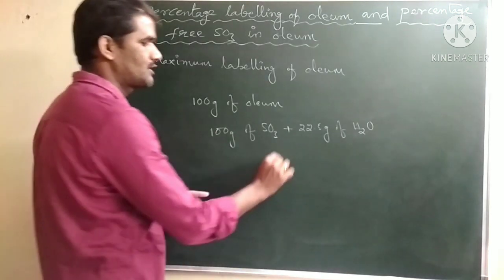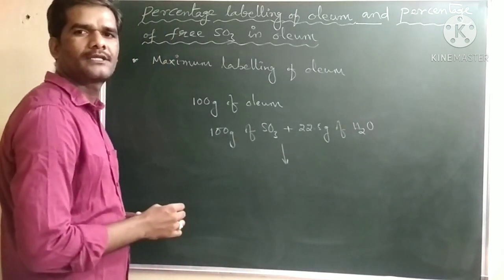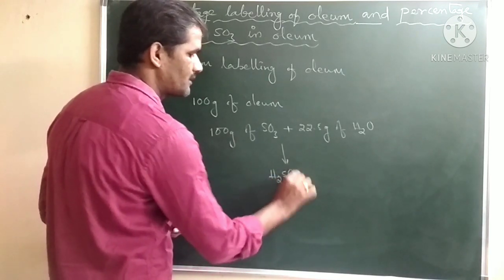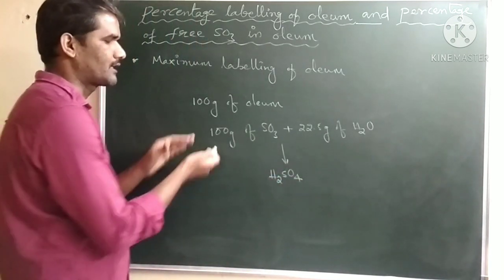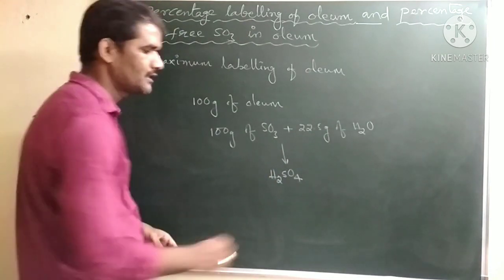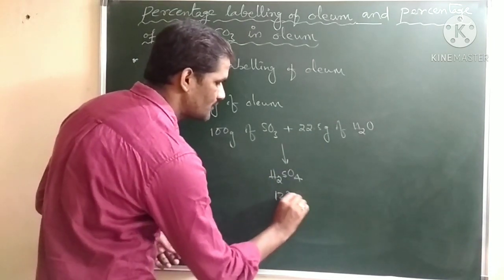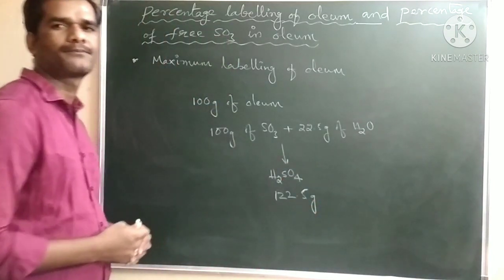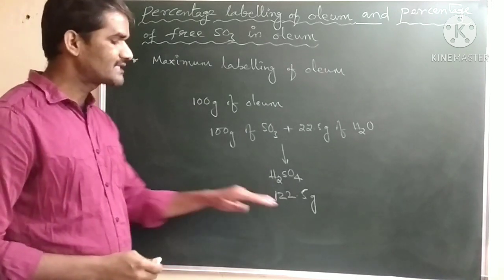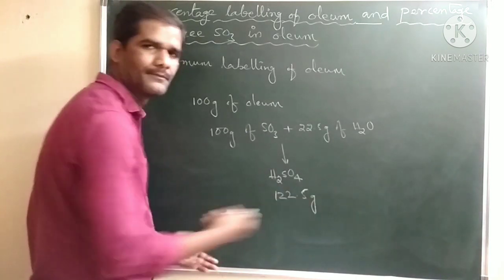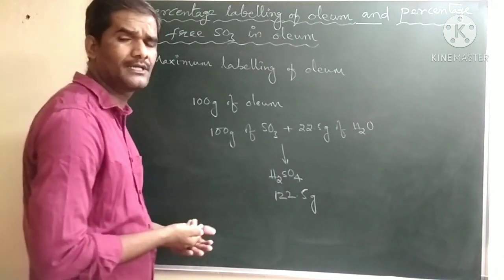So when they react with each other, they will form H2SO4. How much H2SO4 will they form? Here 100, here 22.5. According to the law of conservation of mass, you will get 122.5 grams of H2SO4. So this is the maximum labeling of oleum. So here 122.5 grams. So what is the percentage labeling of oleum?